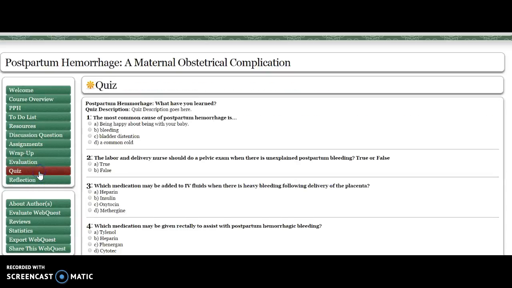The quiz, I didn't do so well. I got 70%. I messed up with one of the first questions here. The labor and delivery nurse should do a pelvic exam. Well, I guess not right away. But I'm sure that if I had a remediation, I'd get 100%.